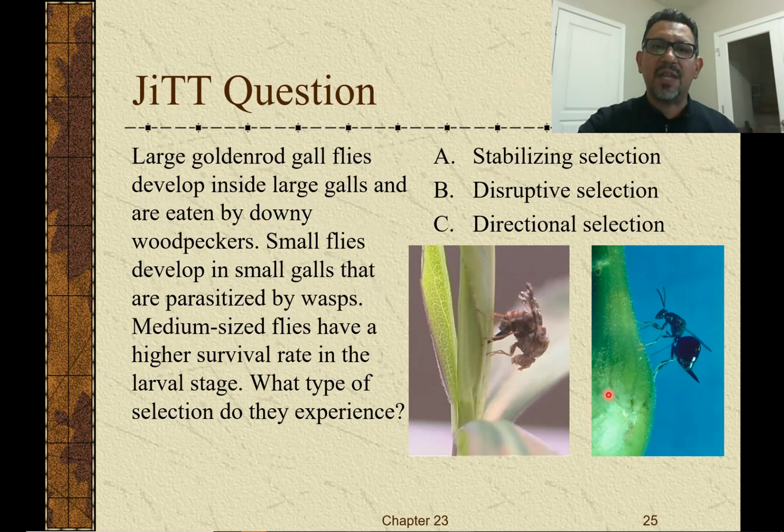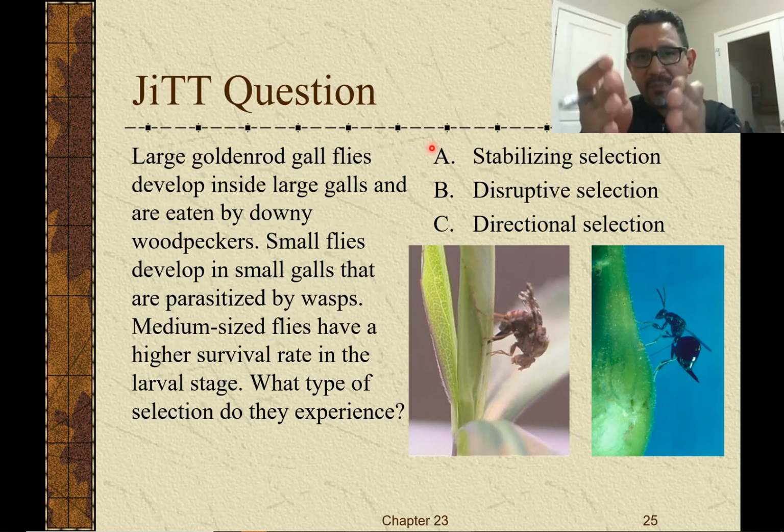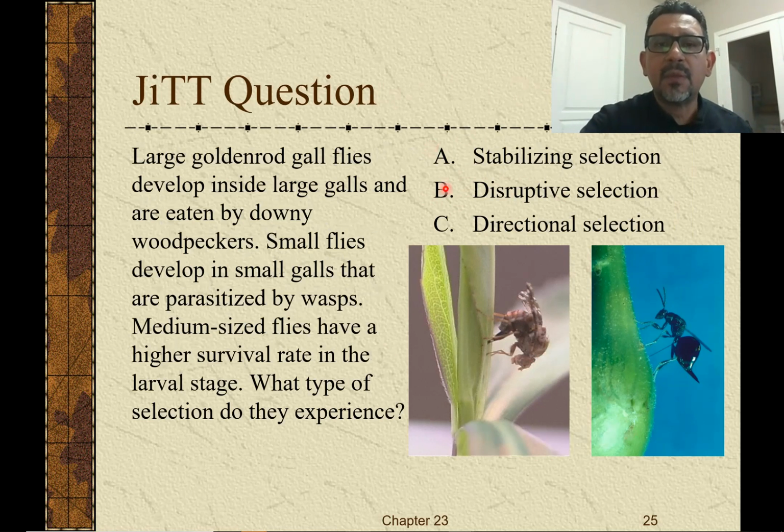So what do we call this type of selection? You have three choices: stabilizing, disruptive, I said disruptive also means the same as diversifying, or directional. If you answered disruptive, that would have been wrong. It's stabilizing selection. The intermediate, I have to correct myself here. Stabilizing selection is the right answer here, because only the intermediate flies, which produce the intermediate size larvae, are going to be the ones that are surviving. B and C would be incorrect answers for this question here.